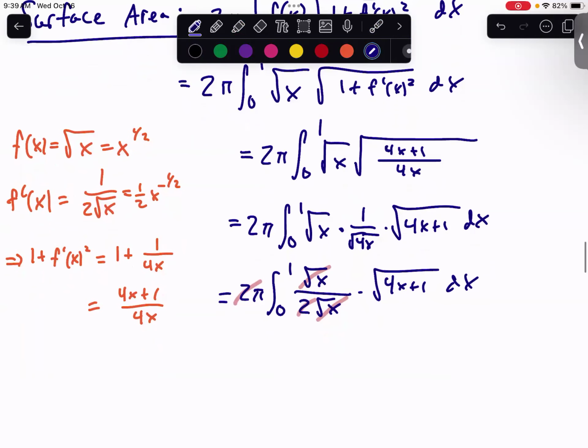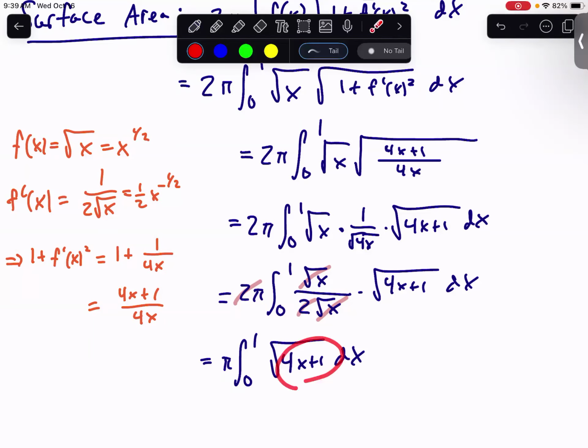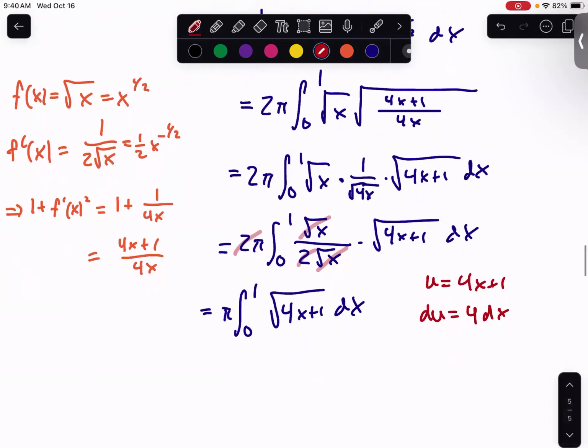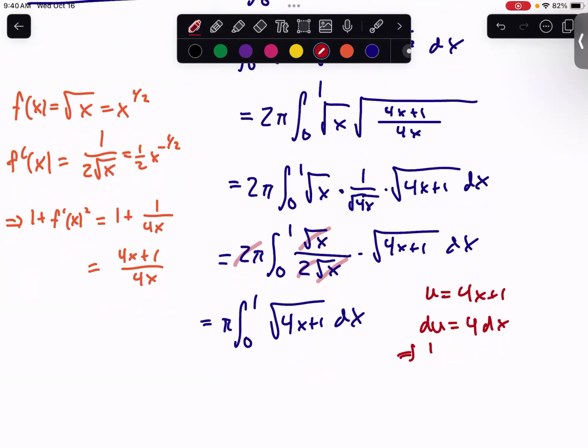And so you're going to be left with the following integral: pi times the integral from 0 to 1 of the square root of 4x plus 1 dx. Once you're here, it's a pretty straightforward u substitution. Let u be equal to 4x plus 1. Then du is equal to 4 dx. You can divide both sides by 4 to get 1 over 4 du is equal to dx.